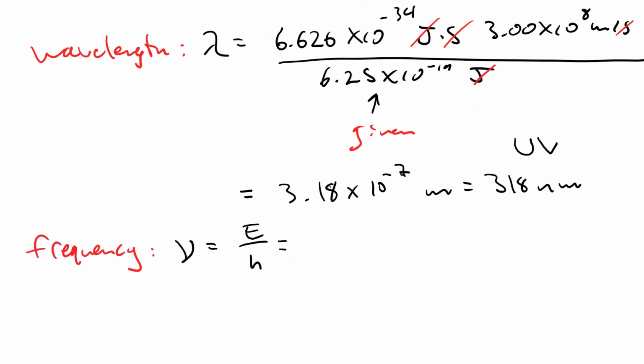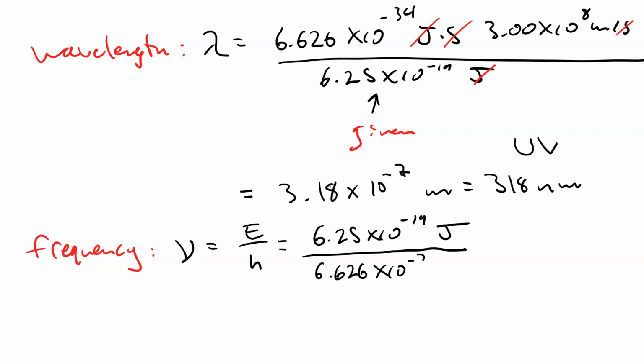To find the frequency, we have the equation nu equals E over h. Our energy was 6.25 times 10 to the negative 19th joules. And our Planck's constant, h, 6.626 times 10 to the negative 34th joules times seconds. When I punch that into my calculator, I get 9.43 times 10 to the 14th, and joules cancel, so the units are inverse seconds or hertz.